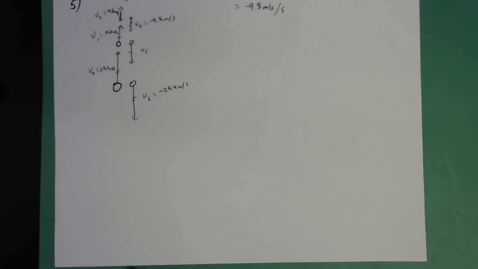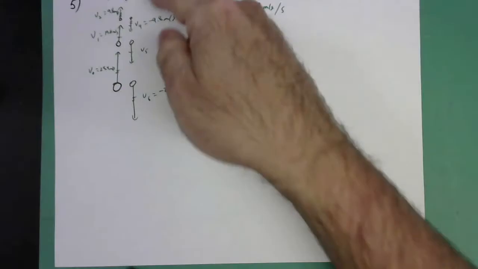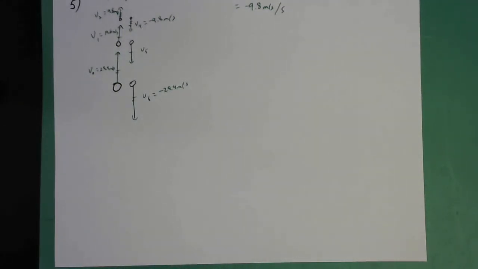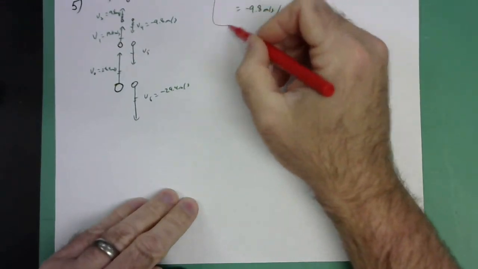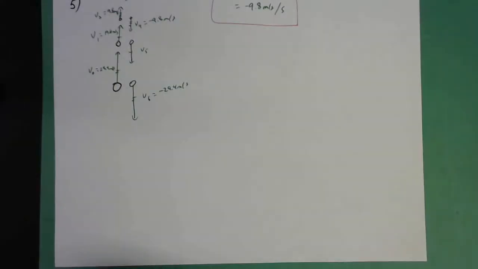And that is problem 5A. Problem 5B asks, can you find the ball's acceleration at all these times? And you say, what, are you kidding me? I know that the acceleration is constant. I know that the acceleration is going to be negative 9.8 meters per second squared for all those times. And that is problem number 5. Hope it wasn't too onerous for you.